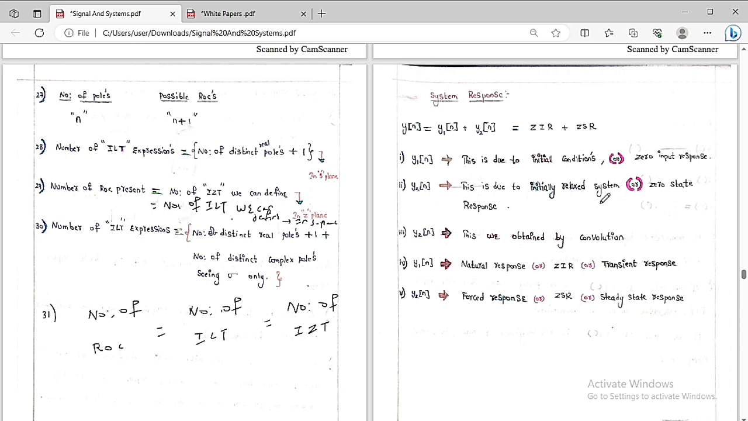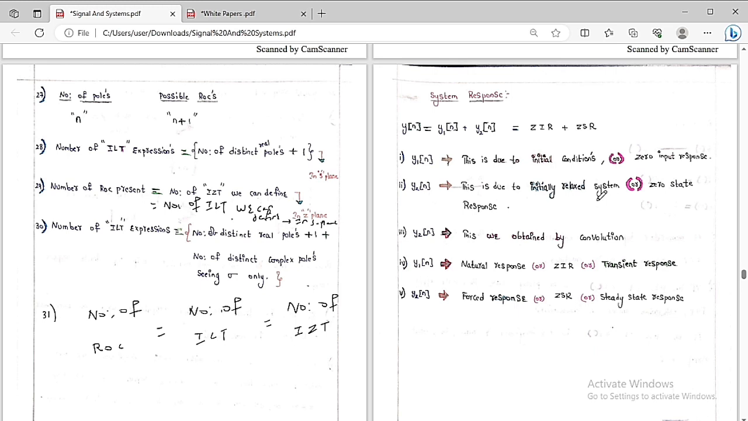So simply listen carefully. Here the output y of n is a summation of the two outputs, which are y1 of n and y2 of n. y1 of n is called the zero input response. Zero input response means input is zero, so because of non-zero state variables, we are going to get the output. Similarly, y2 of n is called the zero state response, meaning the state variables are zero, so because of the non-zero input, we are going to get the output.